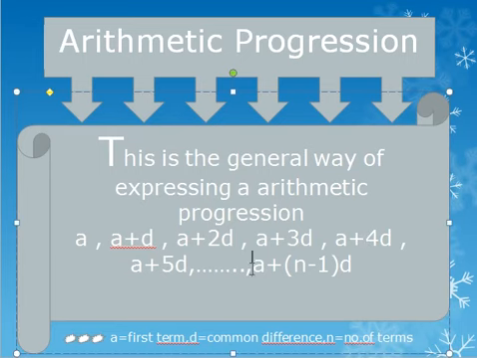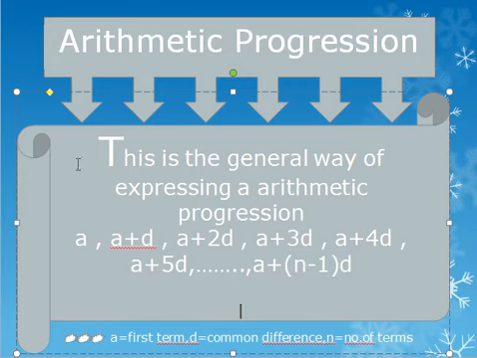Now how did we get this? In the first term, the coefficient of d is 0. There is no d. In the second term, the coefficient of d is 1, which is 2 minus 1. In the third term, the coefficient of d is 2, which is 3 minus 1. In the fourth term, the coefficient of d is 3, which is 4 minus 1. Then in the nth term, we should have the coefficient of d as n minus 1. So that's how we got the general nth term formula.